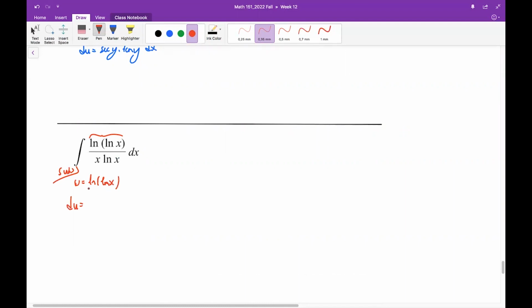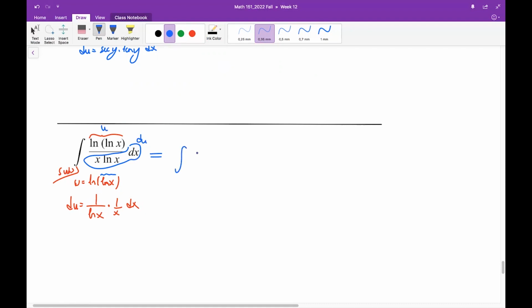So what is du then? Derivative of ln is 1 over the inside part times the derivative of this inside function. So what is the derivative of it? It is obviously 1 over x. Don't forget to put dx at the end. And then, you see dx over x times ln x is exactly what? This part is exactly du if you choose this part as u.